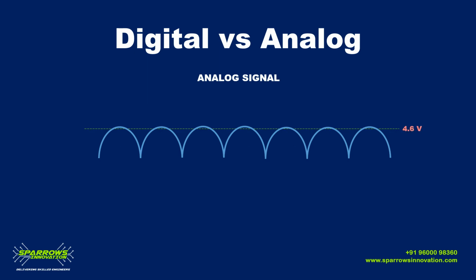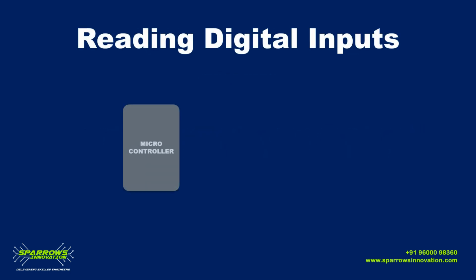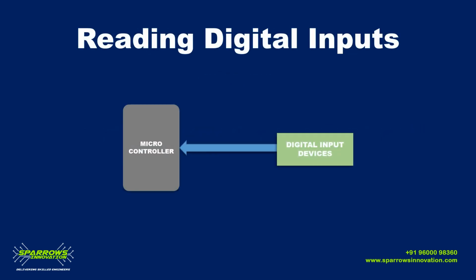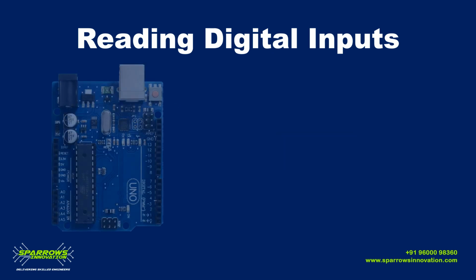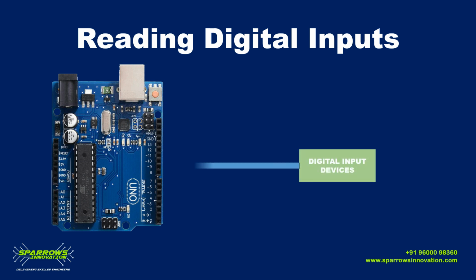So, how are we going to convert analog to digital signals in a microcontroller? Normally, when you connect digital input devices to a microcontroller, you can directly connect them to any digital input and output pins of your microcontroller, because the microcontroller will directly read a digital signal, either a logical high or a logical low. In Arduino, you can also directly connect the digital input devices to the digital input and output pins, like 0 to 13.